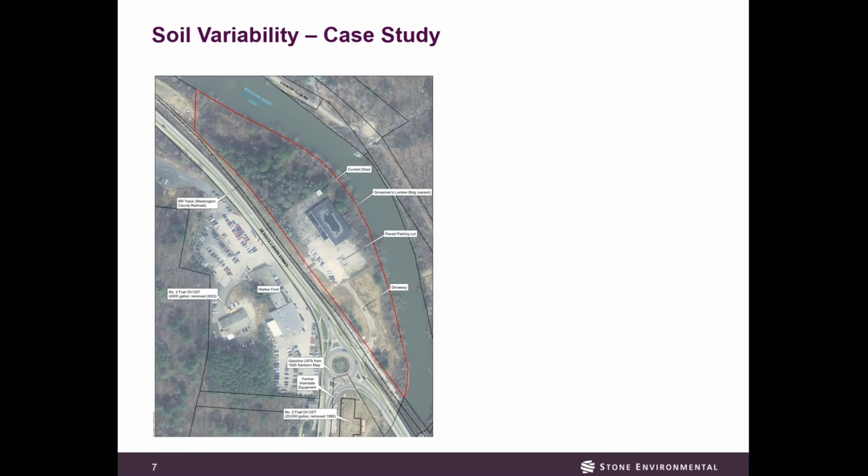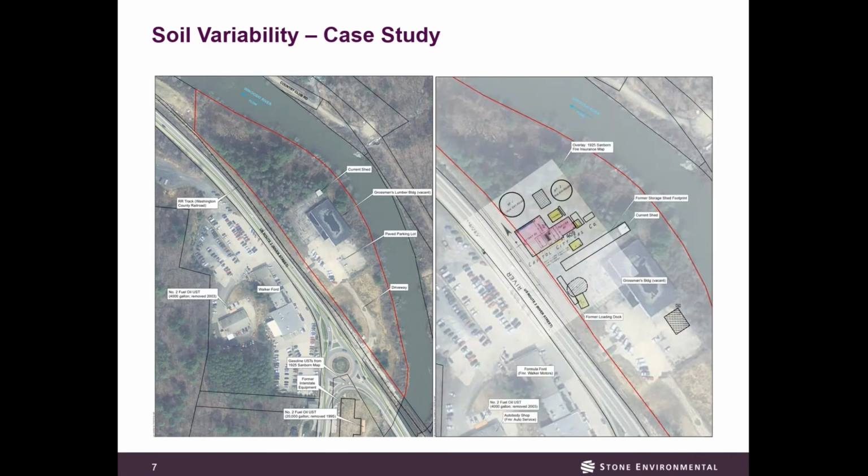So let's see here. Here's it in plan view, so you can see some of the variations. Some of the things that are inherent on this is a Sanborn map from, I think, 1926.